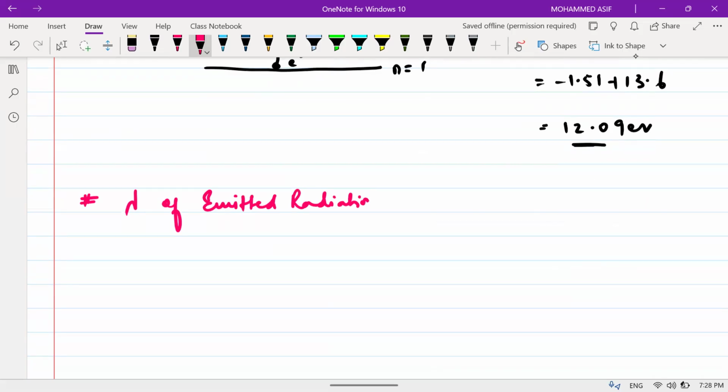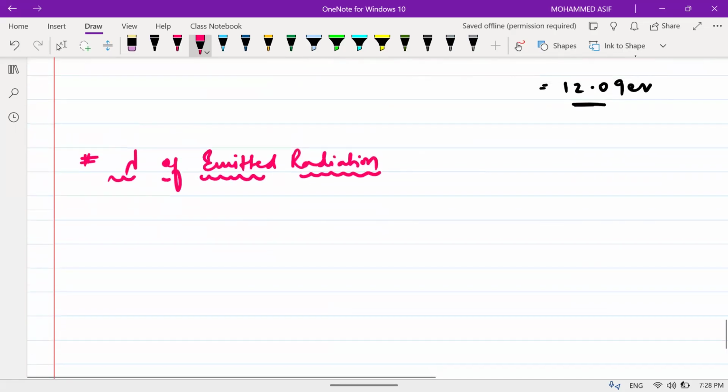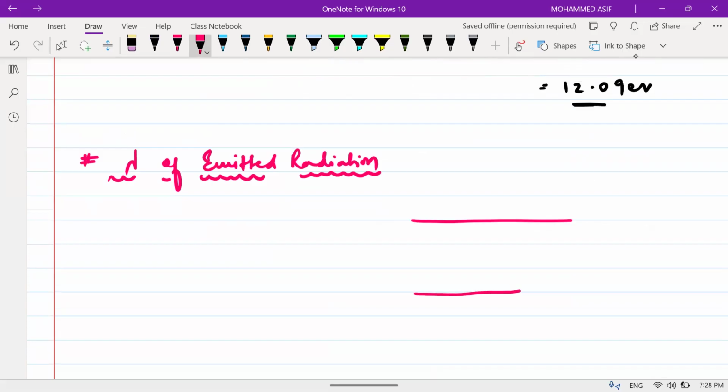Whenever an electron is jumping from higher orbit to lower orbit, it emits radiation in the form of an electromagnetic wave, that is the energy of a photon. Say, for example, this is your higher orbit N2 and this one is your lower orbit N1. An electron jumping from higher orbit to lower orbit liberates energy in the form of a photon. So the energy emitted is E = hc divided by lambda.